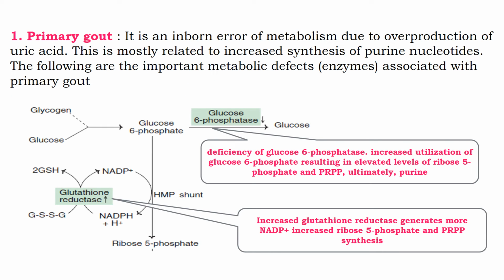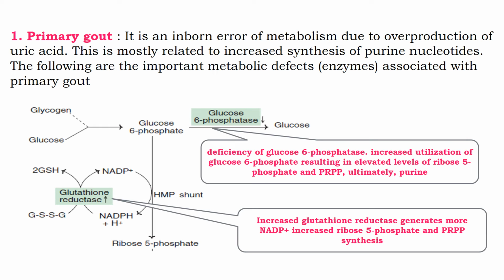So it's an inborn error of metabolism due to the overproduction of uric acid. This is mostly related to the increased synthesis of purine nucleotides. So the following are the most important metabolic defects which are associated with primary gout. What happens is the glycogen or glucose is converted into glucose 6-phosphate and then to ribose 5-phosphate. So this is the HMP shunt pathway. Now there is an enzyme called glucose 6-phosphatase. This will convert glucose 6-phosphate back into glucose, and this can be converted into glucose 1-phosphate, or it can be stored as glycogen.